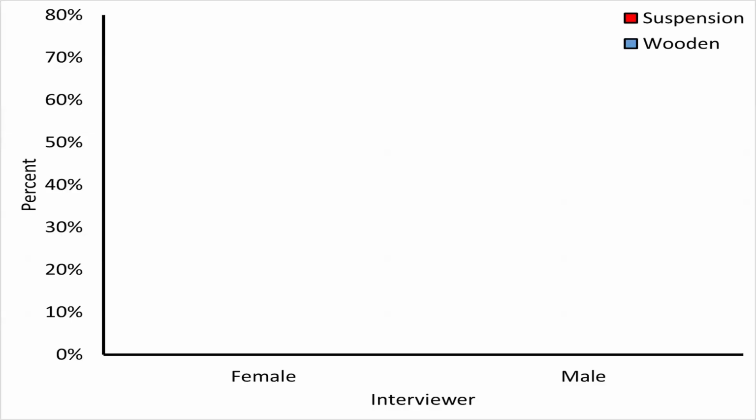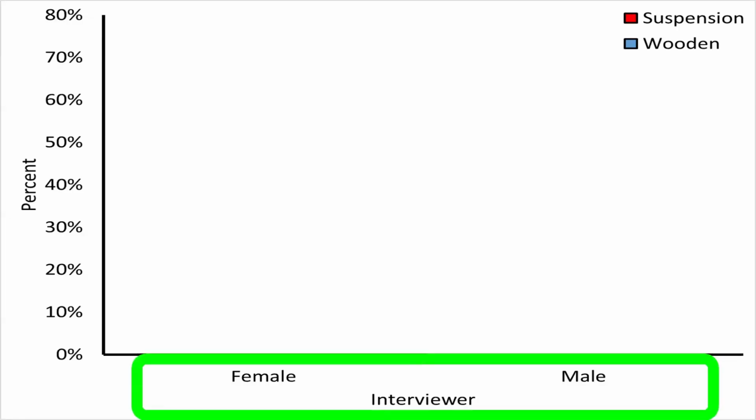And a side-by-side bar chart shows the distribution of a categorical variable for each value of another categorical variable. So the way that you do that is one of your categorical variables becomes the x-axis.